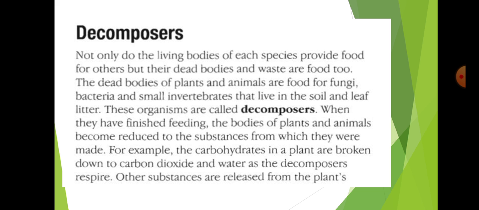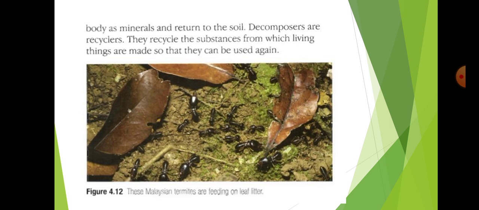When they have finished feeding, the bodies of plants and animals become reduced to the substances from which they were made. For example, the carbohydrates in a plant are broken down to carbon dioxide and water as the decomposers respire. Other substances are released from the plant's body as minerals and returned to the soil. Decomposers are recyclers. They recycle the substances from which living things are made so that they can be used again.